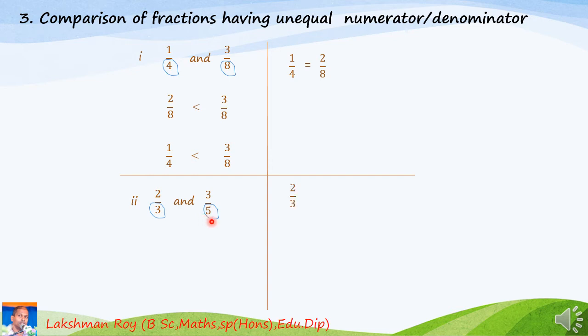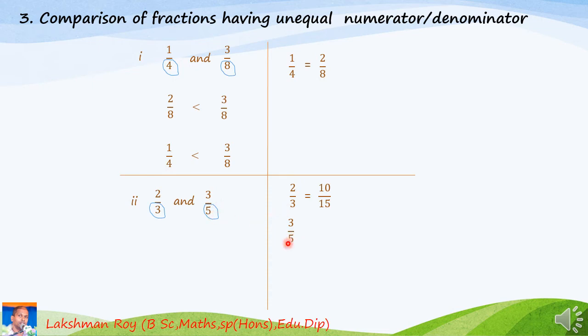So I take the first fraction. Then I should make the denominator 15. So what is the number that should multiply? This one by 5. That means 2 should multiply by 5 and 3 should multiply by 5. 2 multiplied by 5 is 10, 3 multiplied by 5 is 15. So 10/15 is the equivalent fraction for this fraction. Then 3/5, right?